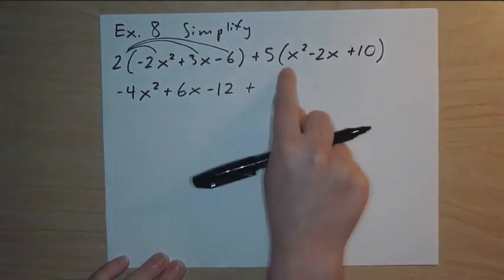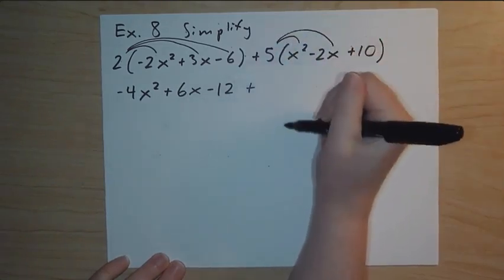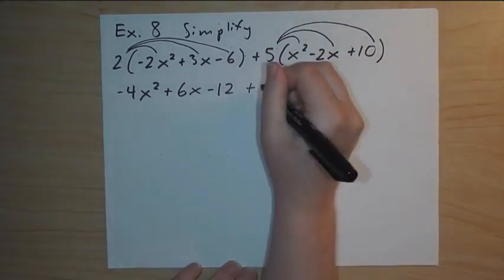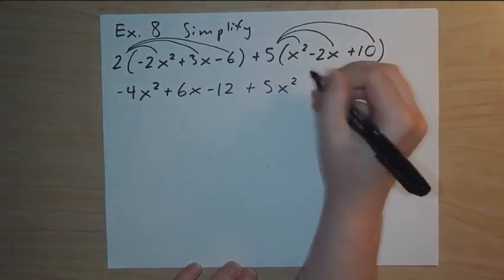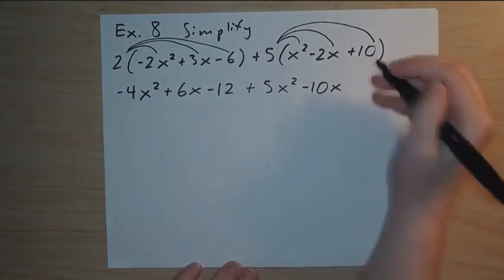And then we have to do this part. So this 5 is going to distribute to this x squared, it's going to distribute to this negative 2x, and it's going to distribute to this 10. So we have 5 times x squared, which is just 5x squared. We have 5 times negative 2x, which is going to give us negative 10x. We have 5 times 10, which is going to give us 50.